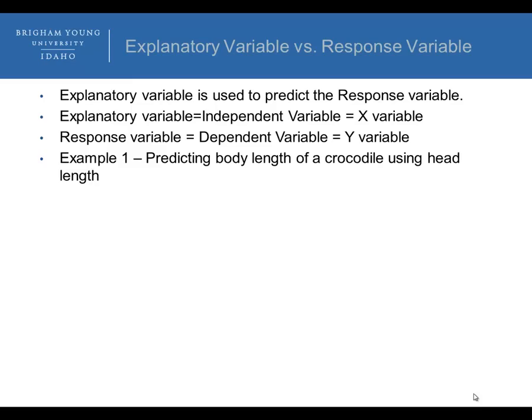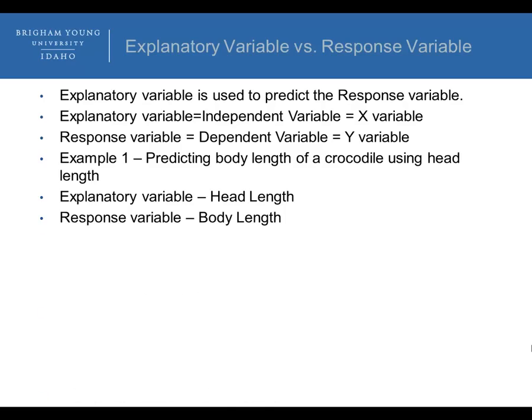The first example is predicting the body length of a crocodile using head length. Our response variable is what we are predicting, and our explanatory variable is what we are using to predict. Since we're using head length to predict body length, head length is our explanatory variable, and body length is our response variable.